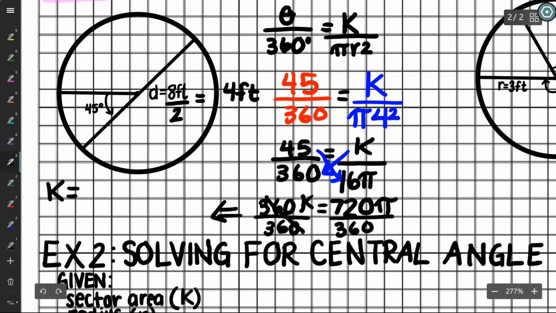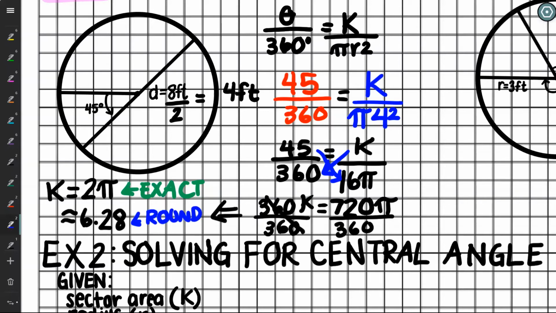So this right here will be our exact answer. And if we plug that into our calculator, 2 pi gives us about 6.28, and this would be our rounded answer. Alright, on IXL, you're going to want to use your exact because that's what it asks for, but on your exit ticket, you can use your rounded answer.